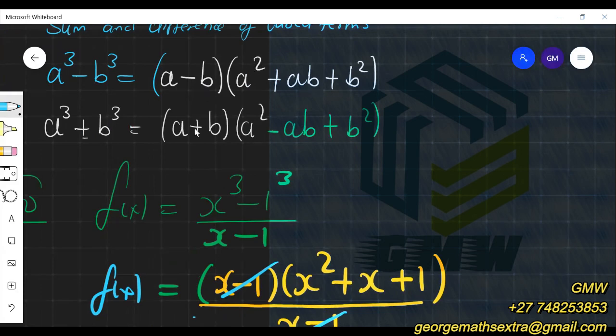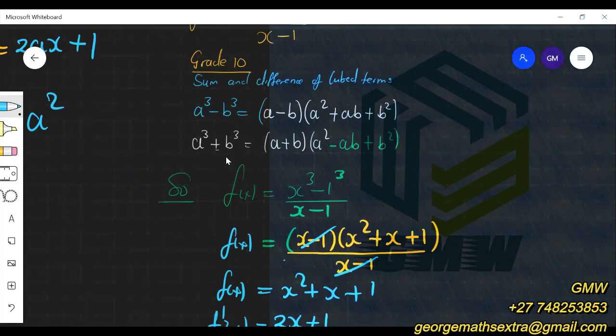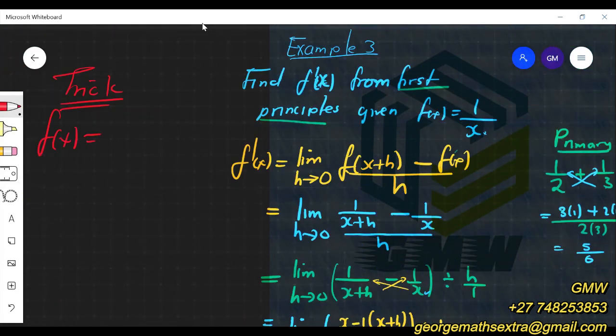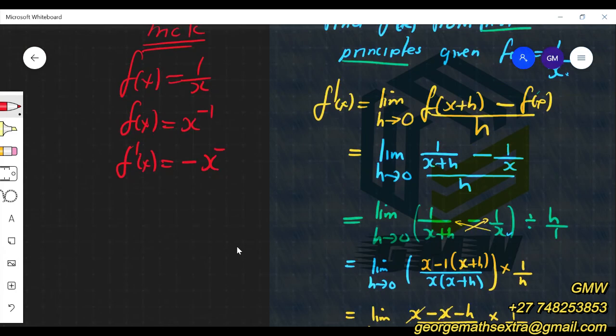Now that you know the rules of differentiation, let me take you back to first principles and show you something. You were given f of x to be 1 over x, right? The rules of differentiation are direct and quick. So we could write this as x to the power minus 1. Then we can differentiate it and get negative x to the power minus 2, which is the same as minus 1 over x squared, right?